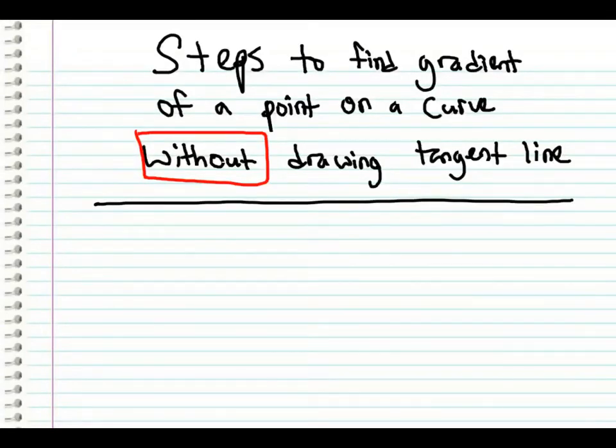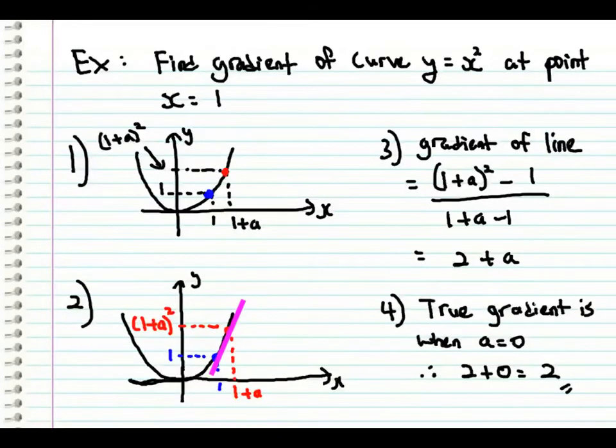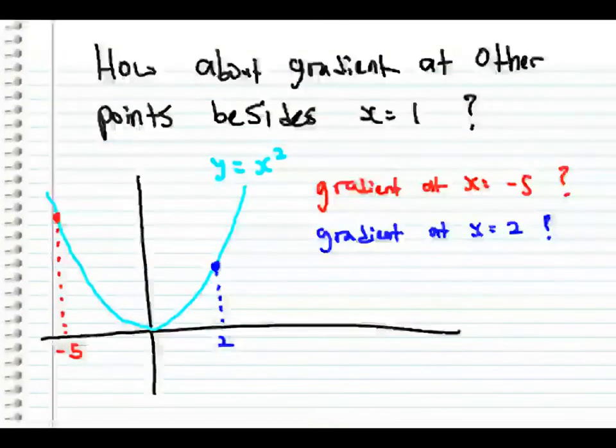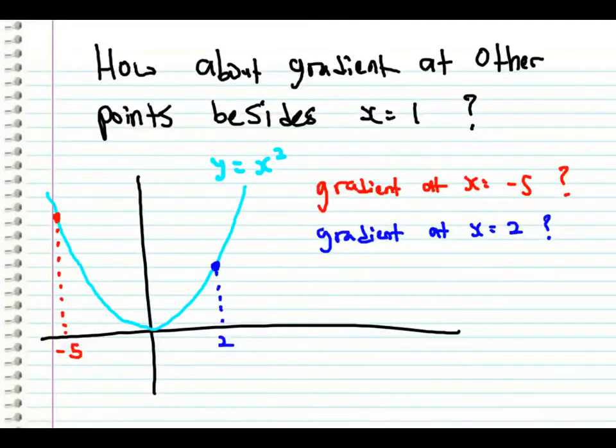without drawing a tangent line. Please pause the video now to fully appreciate what we have been doing up till now. We have been focusing on finding the gradient at the point x equals 1 on a curve. How about the gradient of other points on the curve?